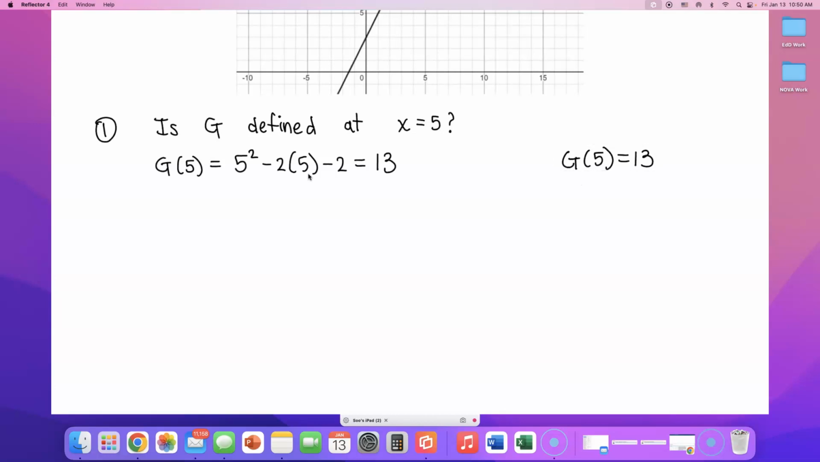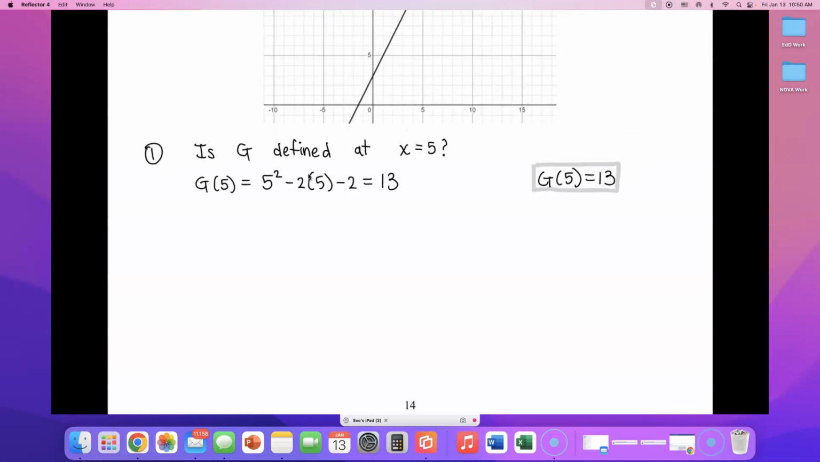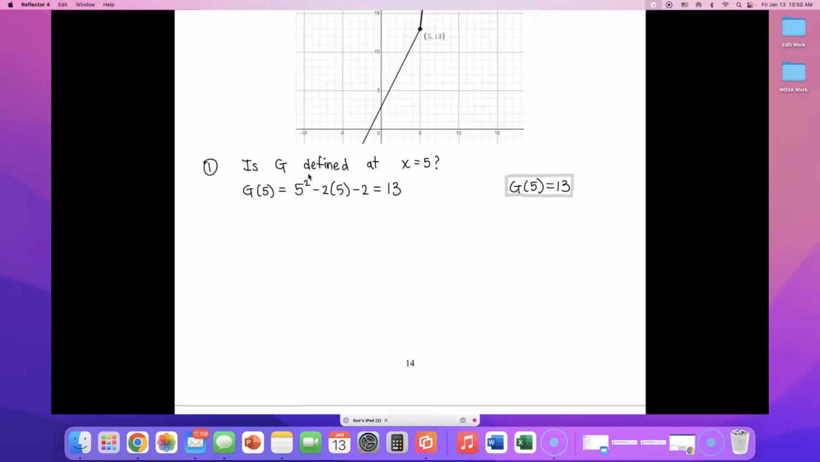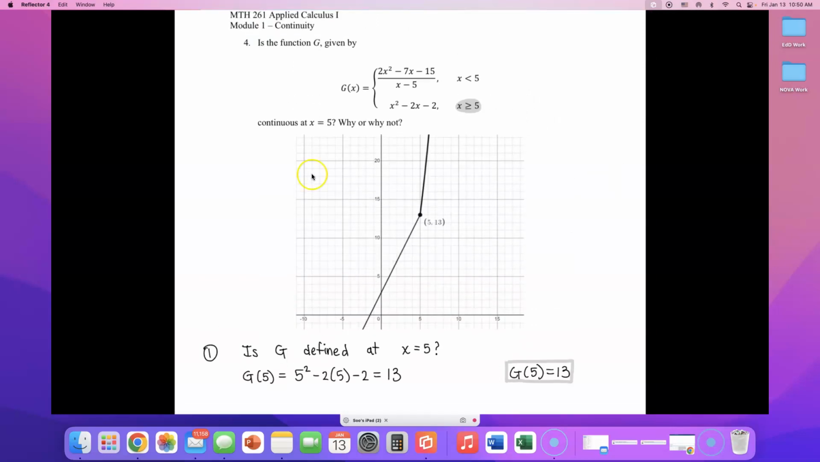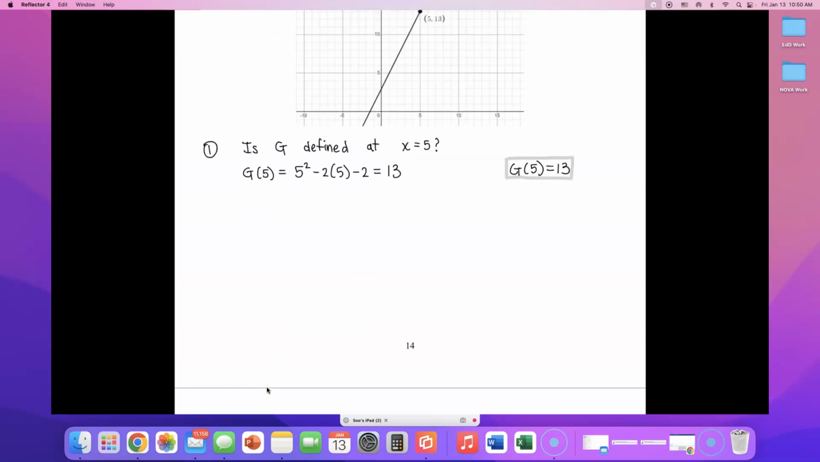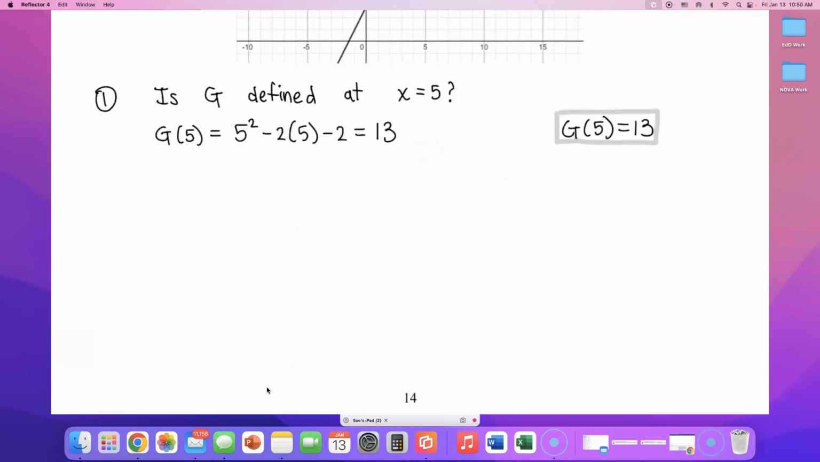The first thing you're going to have to do is find what the function value is at that given point. So g is defined at x equals 5 and the function value is 13. And that matches our graph right here, right? But on your test, I'm not going to give you the graph. I'm just going to give you the function and ask you to do that. Now, number 2. What's the second question that we have to answer when we are doing continuity?